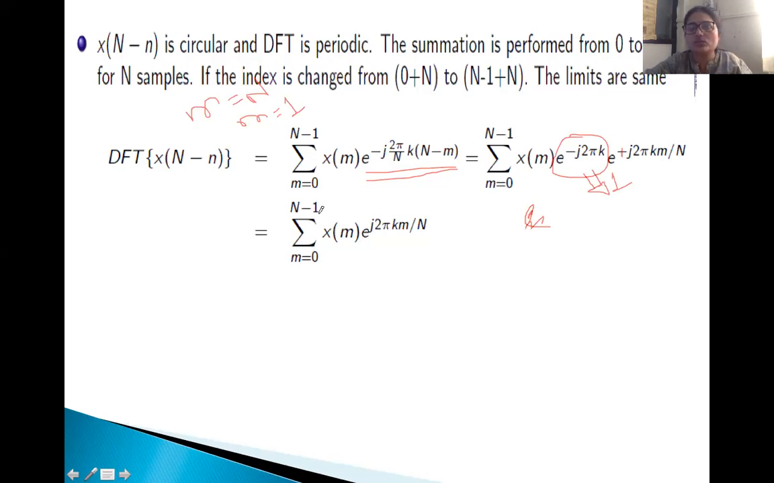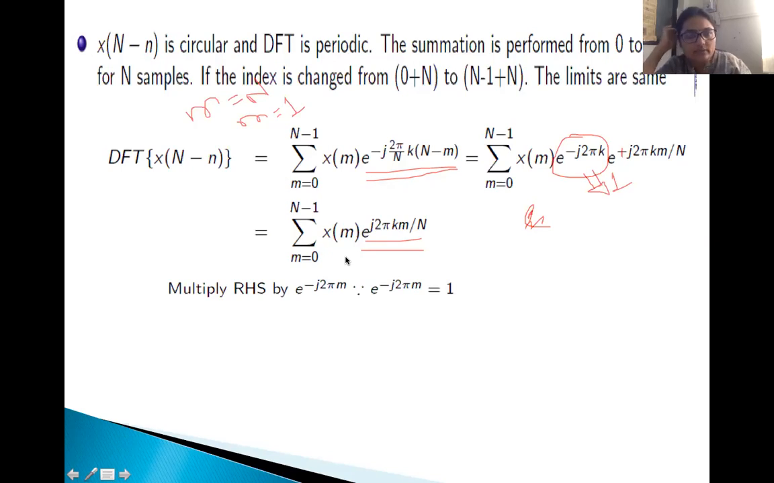Summation m varies from 0 to N minus 1, X of m e raised to j 2 pi k m divided by capital N. This is what I have written. Because we have distributed these values, we have substituted this as equal to 1. So after doing this, only these two terms are remaining, which I have written here once again.